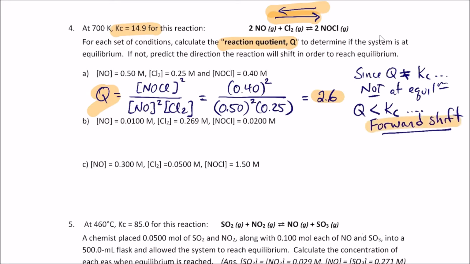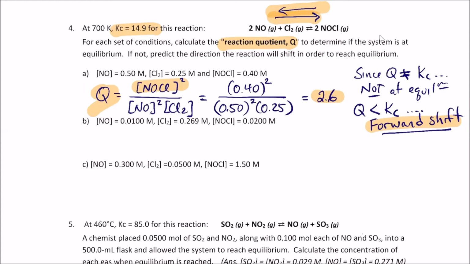Now, I hope you understood the reasoning for that. Q needs to get bigger because Q is smaller than K. For Q to get bigger, we need a bigger numerator. So we need more NOCl. We need more product. To get more product, it'll shift forwards. Having said that, you don't need to explain that in detail all the time. You just need to memorize: when Q is less than K, forward shift. Okay?